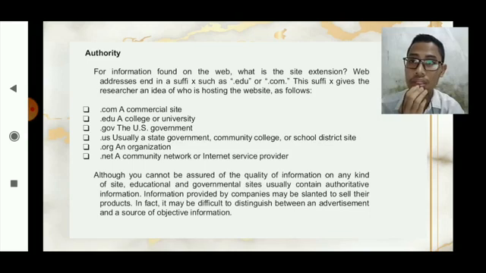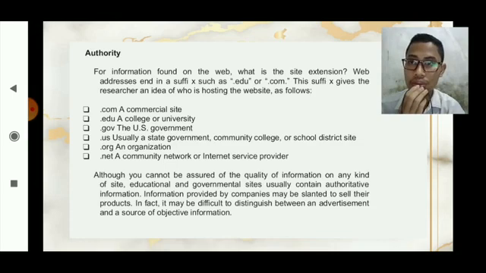.gov is, for example, the US government, and .us is usually a state government, community college, or school district site. .org is an organization, and .net is a community network or internet service provider.